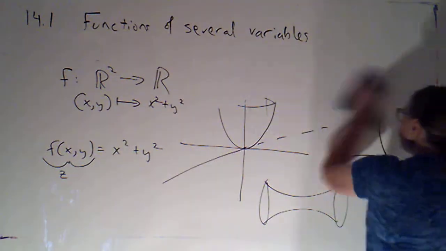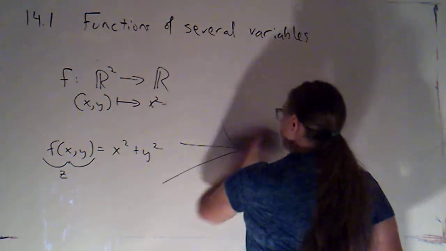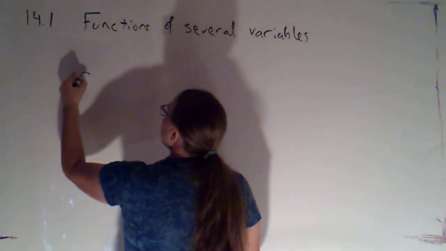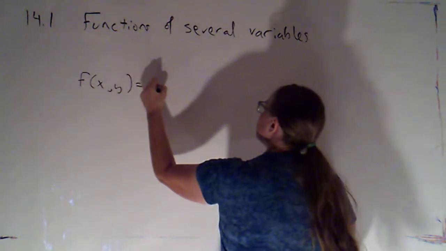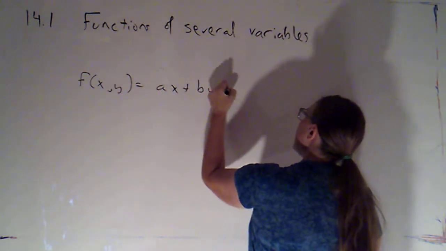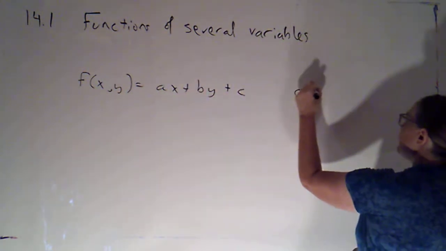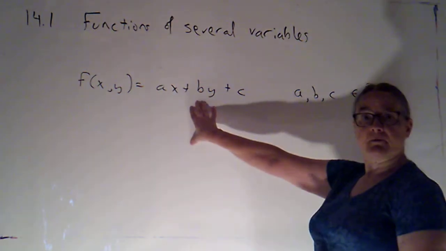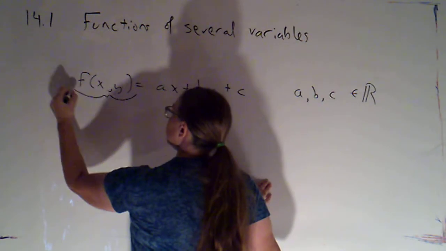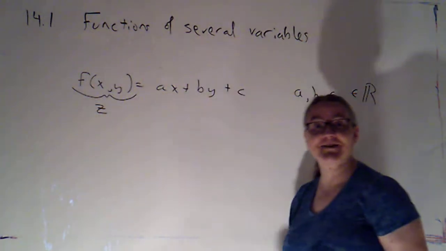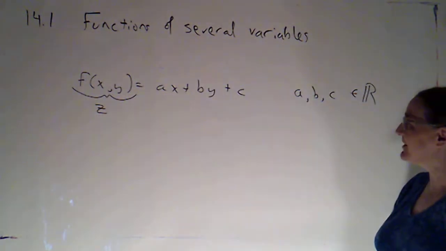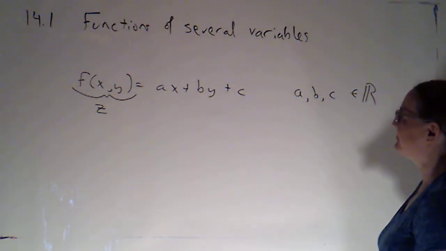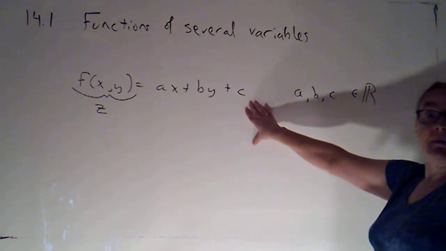Let's take a look at a few more things, though, that are functions. If I have f of x, y is equal to ax plus by plus c, where a, b, and c are just constants, we should be able to recognize this. That's just a plane. Because remember, f of x, y is just a fancy way of writing the output, and if the input is a point x, y, the output's going to be my z value. All right, I do need to be a little bit careful.